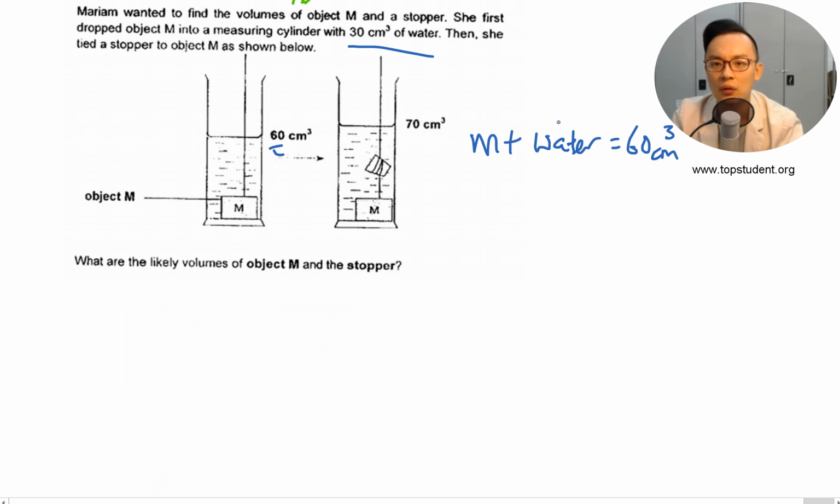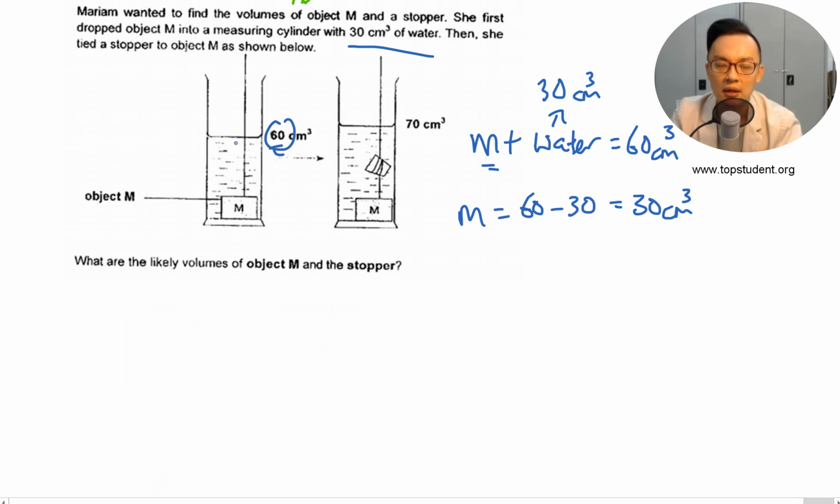So they told me the water is 30 cubic centimeters. So what is M? M is 60 minus away the original, so M is 30 cubic centimeters. So you take the new volume minus the original volume, and that gives you the volume of M.